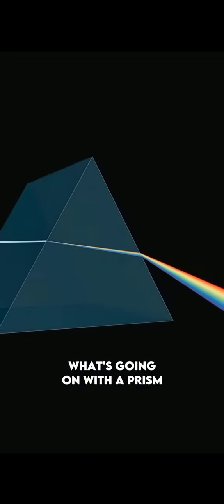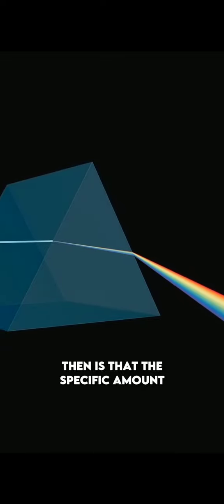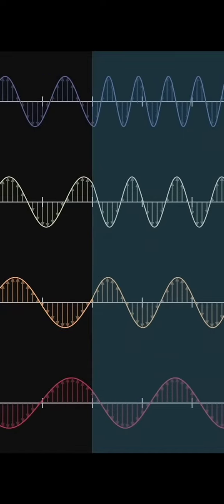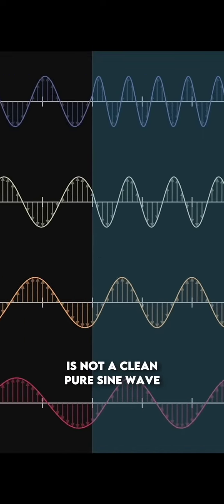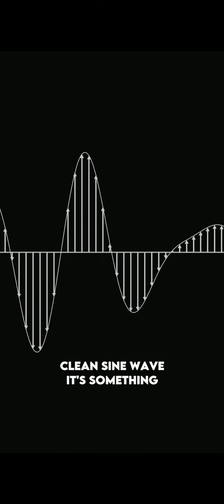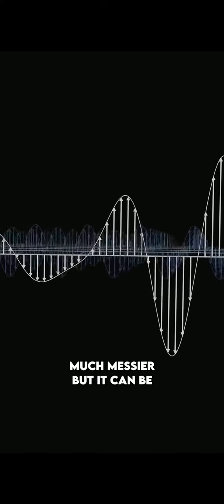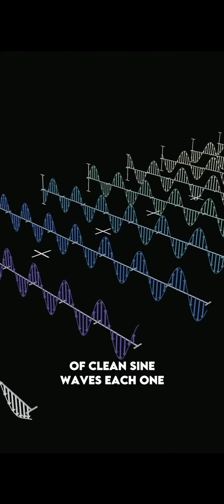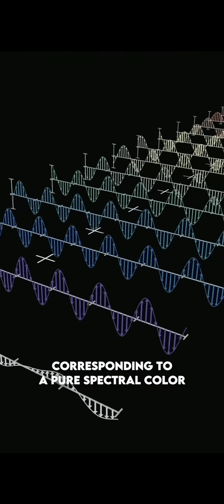What's going on with a prism, then, is that the specific amount that light slows down depends a little bit on its frequency. Now, most of the light that you see is not a clean, pure sine wave. In particular, the white light coming from the sun is not a clean sine wave. It's something much messier, but it can be expressed as a sum of a bunch of clean sine waves, each one corresponding to a pure spectral color.